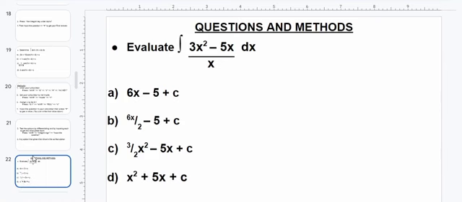Now you can see they said evaluate the integral of 3x squared minus 5x over x dx. Okay, we should evaluate this. This is actually without limit. So how are we going to do this kind of question? Still the same method we used in the other question, but let us look at the method.